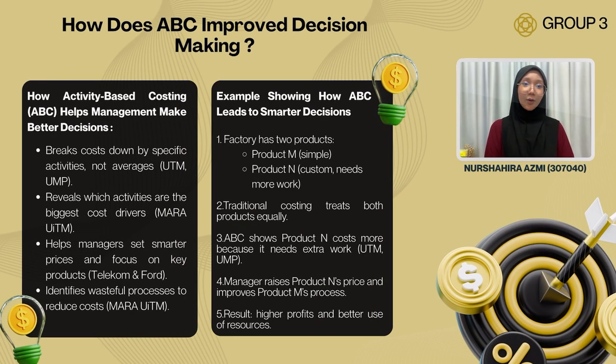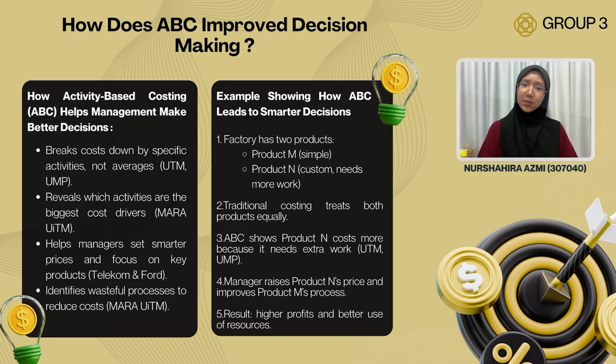And now, I will explain how activity-based costing, or ABC, helps management improve decision making. Firstly, activity-based costing breaks down costs based on specific activities rather than averaging costs across the board. This approach, as shown in studies for UTM and UMP, provides more precise and reliable cost data.